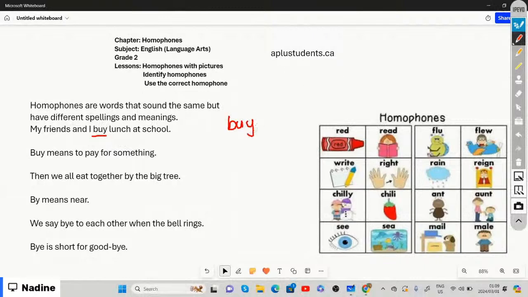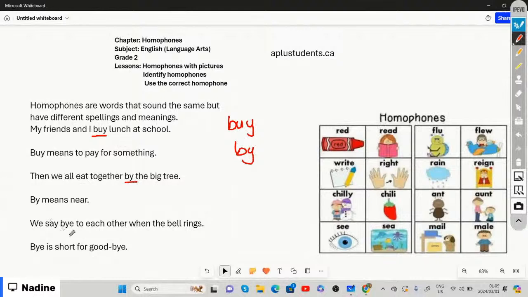Then we have another one: then we all eat together by the big tree. And this by is B-Y. This word B-Y is almost like telling us not direction, but distance. It means near. So if we are sitting by the tree, you can show or give direction to be like, okay, we're sitting over there by the tree, near wherever. So it's showing some form of distance.